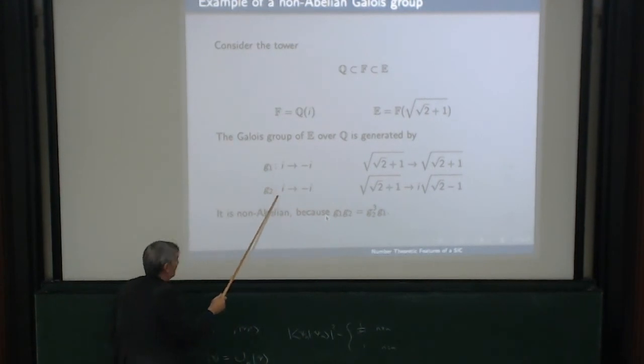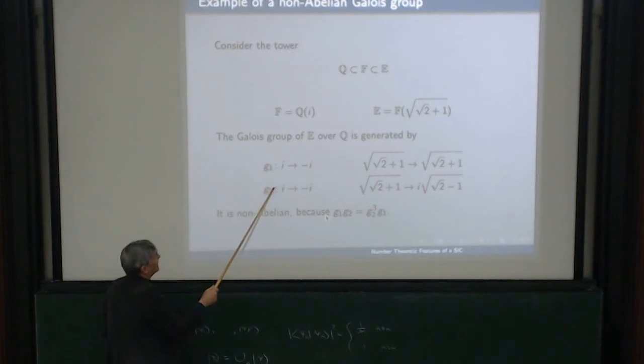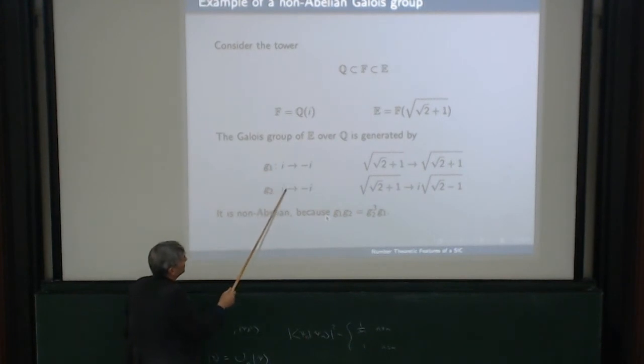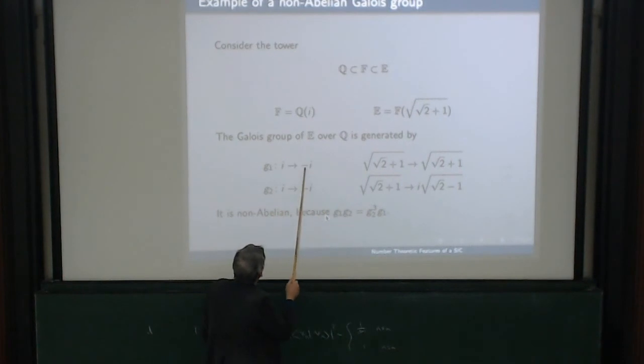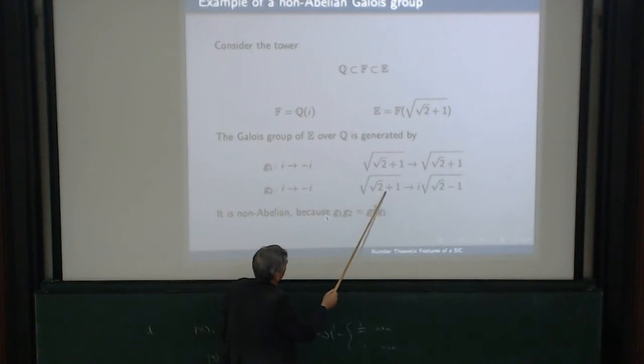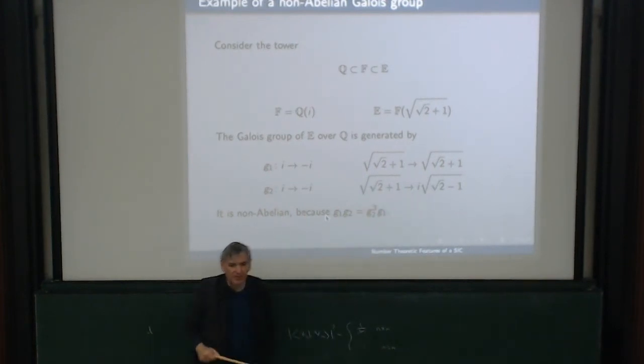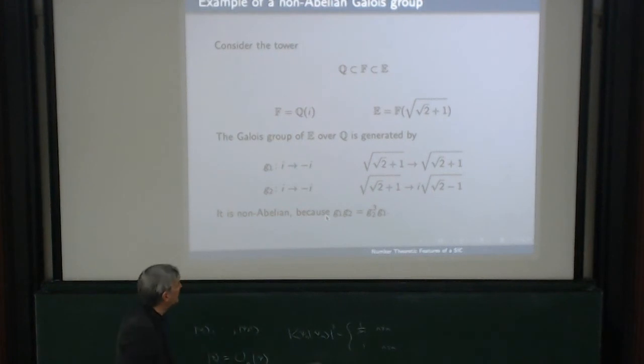The Galois group is generated by the two Galois morphisms. That's basically just complex conjugation. This is complex conjugation. It's basically sending a root to the minus root. And basically you have that relationship. So that's fairly simple.